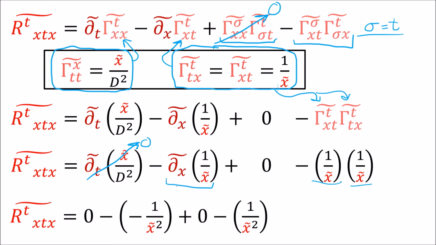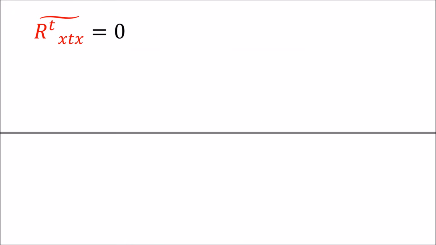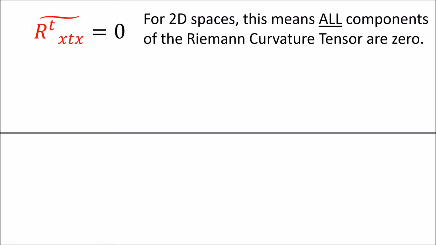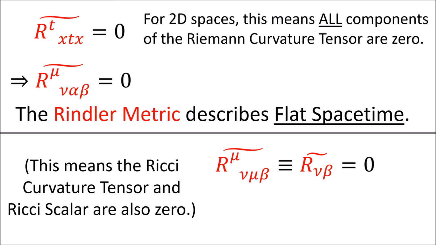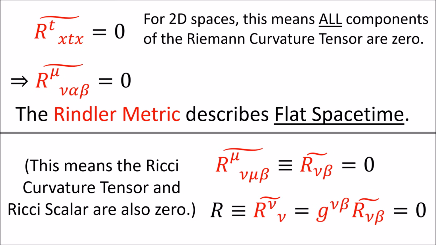The first derivative goes to 0 since there's no time dependence. The derivative of 1 over x tilde with respect to x tilde is negative 1 over x tilde squared. And this cancels with the 1 over x tilde squared in the last term, so we get 0. So since the tx component of the Riemann tensor is 0, using the symmetry rules, we find that all components of the Riemann tensor are 0. This means that the Rindler metric describes flat spacetime, as expected. This also means that the Ricci tensor components and Ricci scalar are also 0.